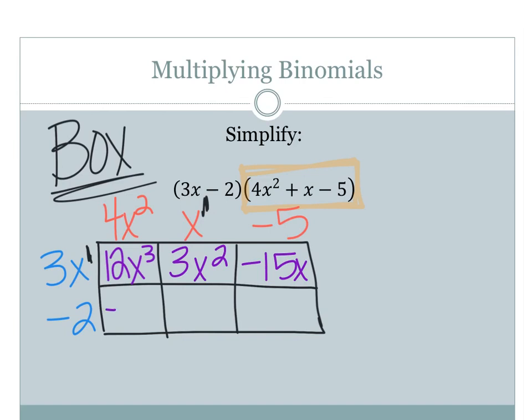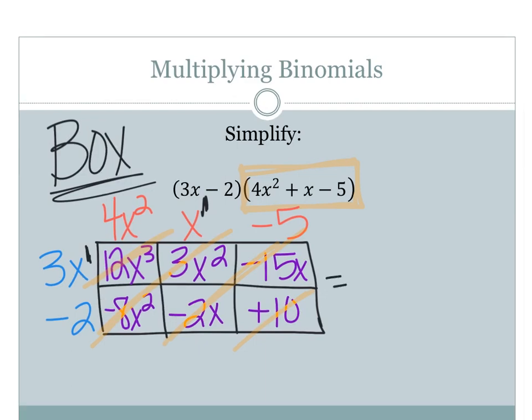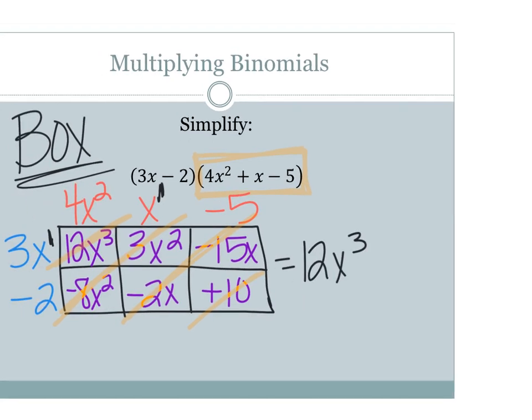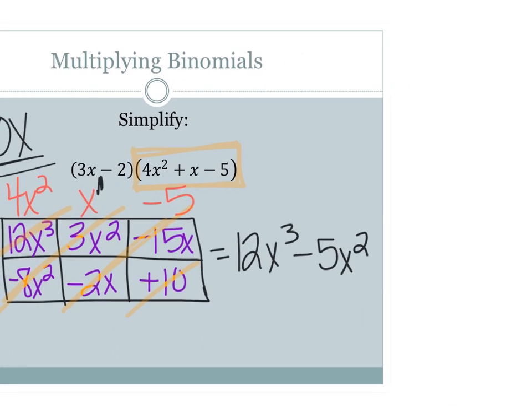Now we do our bottom row: negative 8x squared, negative 2x, positive 10. And we're still going to look at our diagonals and add them together. We only have 1 x cubed, so we have 12x cubed. Negative 8 plus 3 is a negative 5x squared. Negative 15 minus 2, negative 17x, and then plus 10.